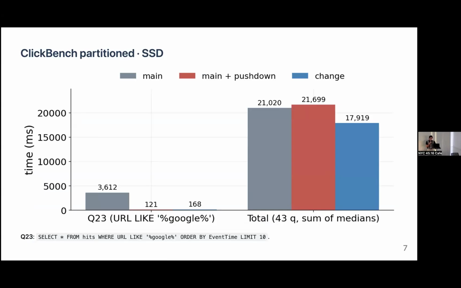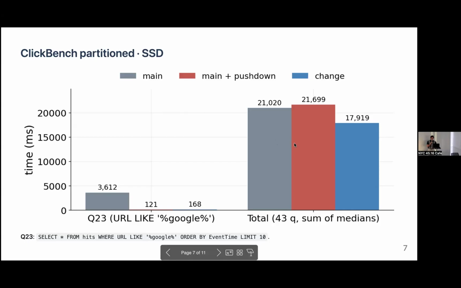So this is Q23, which I showed earlier. It's that URL LIKE Google, and you can see DataFusion main with pushdown off is very slow because, as I said, it has to download the whole data set and filter in memory. DataFusion main with pushdown on is very fast because it does the most efficient thing. This change is almost as good as pushdown on. There's some overheads. It might make the wrong decision for a little bit, but then adapt. But it's almost as good.